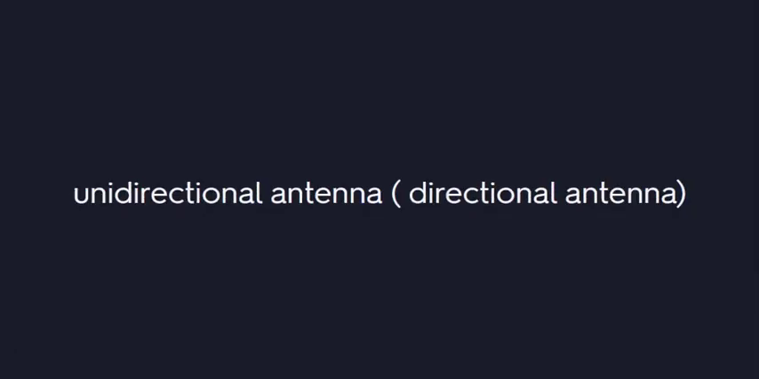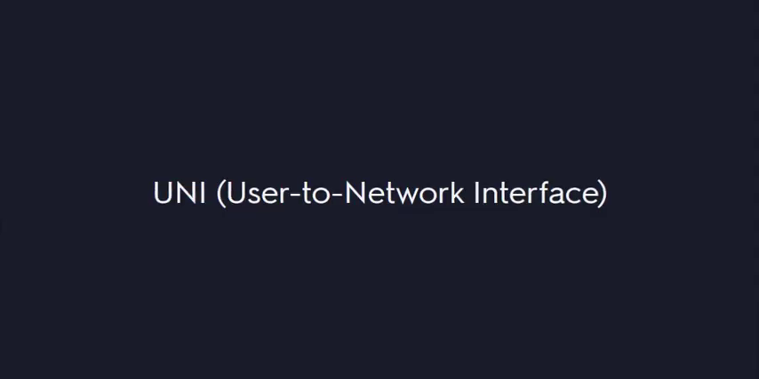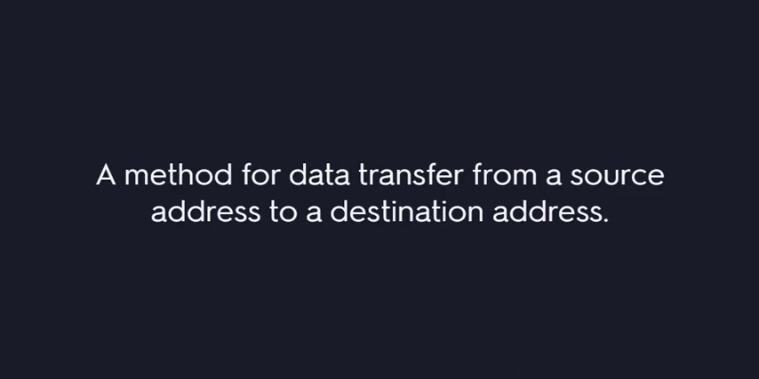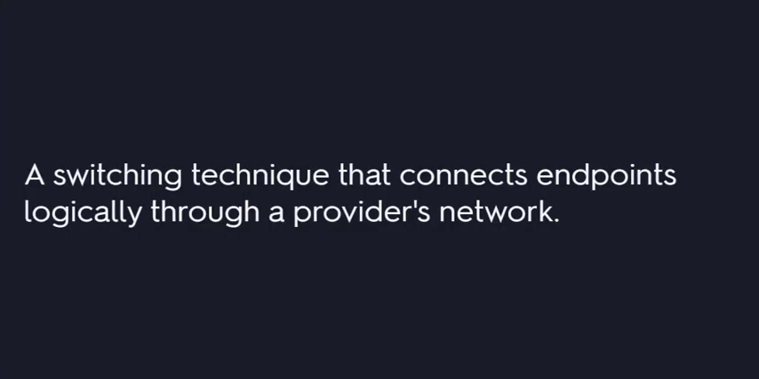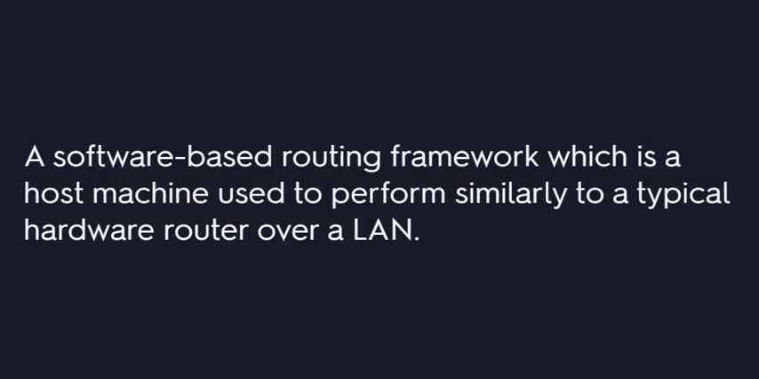Unidirectional antenna. A user device; it is an ATM board or device that connects one ATM network to another or a LAN. UNI. A method for data transfer from a source address to a destination address. Unicast transmission. A switching technique that connects endpoints logically through a provider's network. Virtual circuit switching. A software-based routing framework which is a host machine used to perform similarly to a typical hardware router over a LAN.